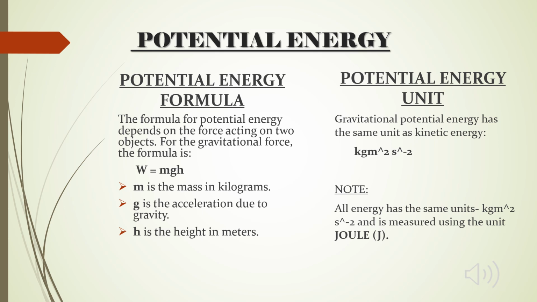Next is potential energy formula. The formula for potential energy depends on the force acting on two objects. For the gravitational force, the formula is W is equal to mgh. m is mass in kilogram, g is acceleration due to gravity, h is height in meter.